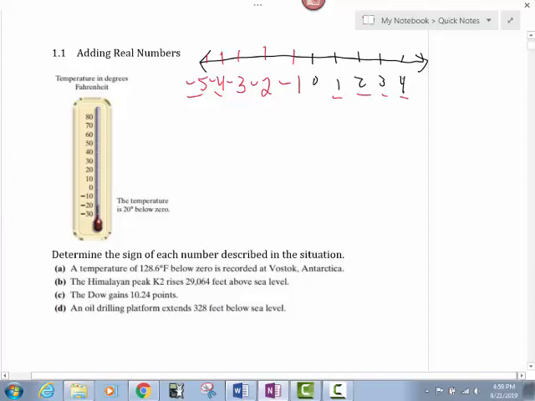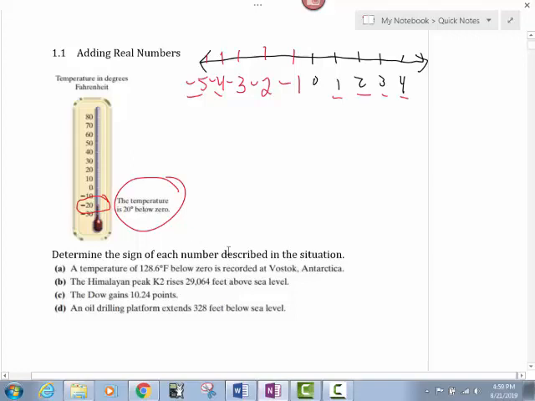And so now we're going to talk about, how do I know if a number is positive or negative? So here we have a thermometer. It says the temperature in degrees Fahrenheit. And it tells us here that the temperature is 20 degrees below zero. And I want you to notice what we have here. That's indicated by a negative 20. So negative 20 degrees means the same thing as the temperature is 20 degrees below zero.